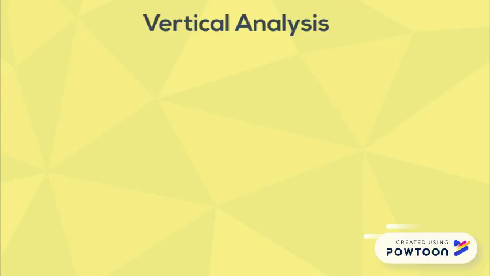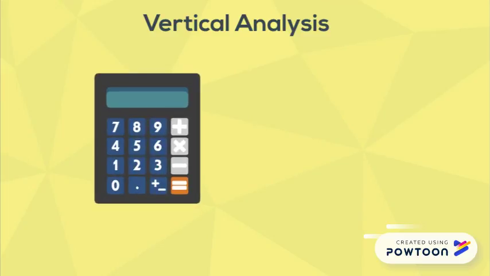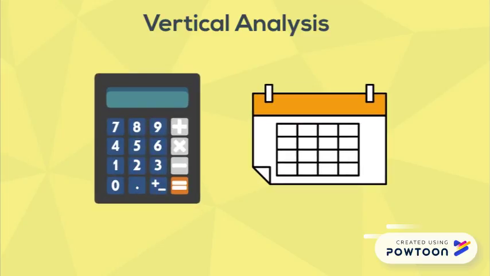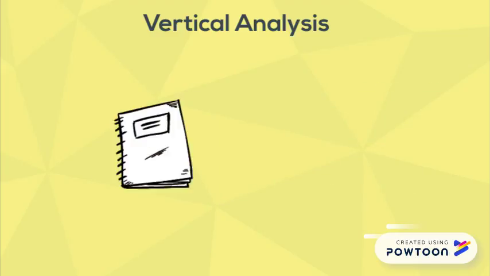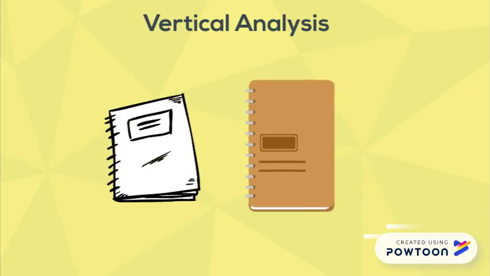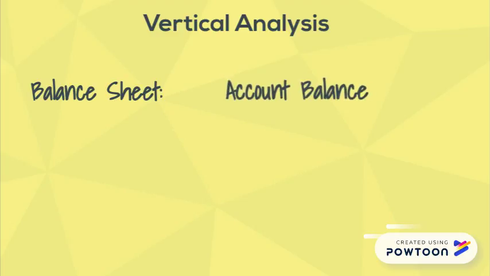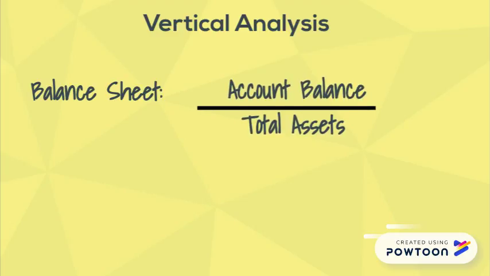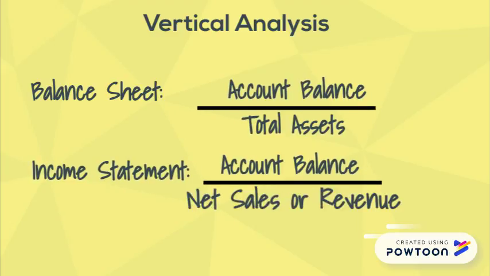On the other hand, a vertical analysis is used to measure a company's account balances within 1 year. There are two different formulas used, one for the balance sheet and one for the income statement. For the balance sheet, you divide the account balance by total assets, and for the income statement, you divide the account balance by net sales or revenue.